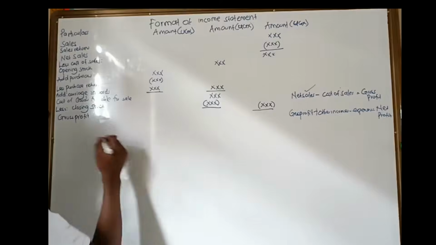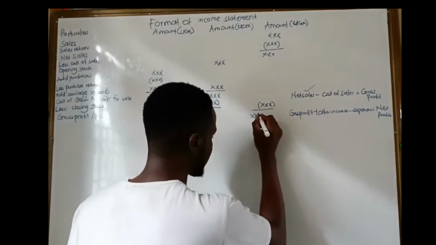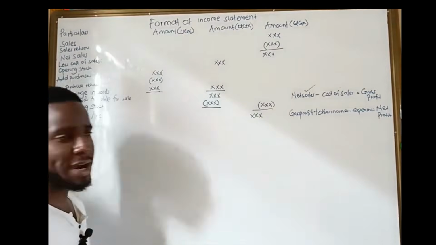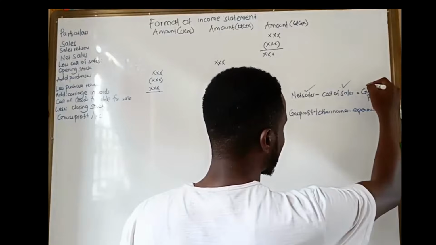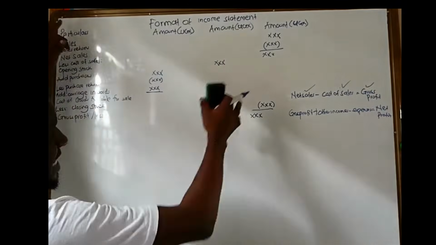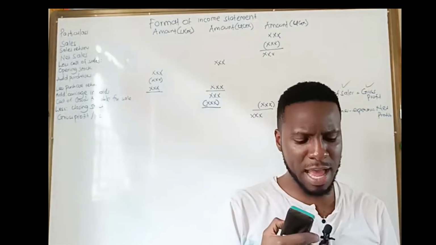It could be a gross profit or loss, so we indicate it there. If it is a loss, you put it in brackets. So that's where we are now. We are done with this and this. So ladies and gentlemen, this is what they call a trading account. This alone is what they call a trading account.